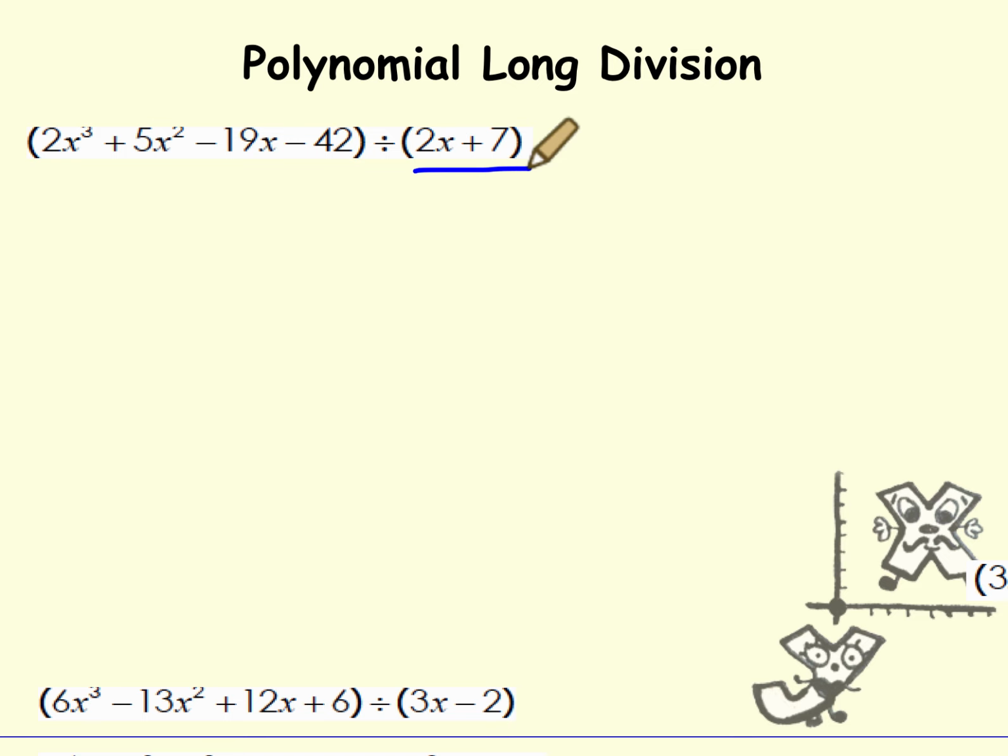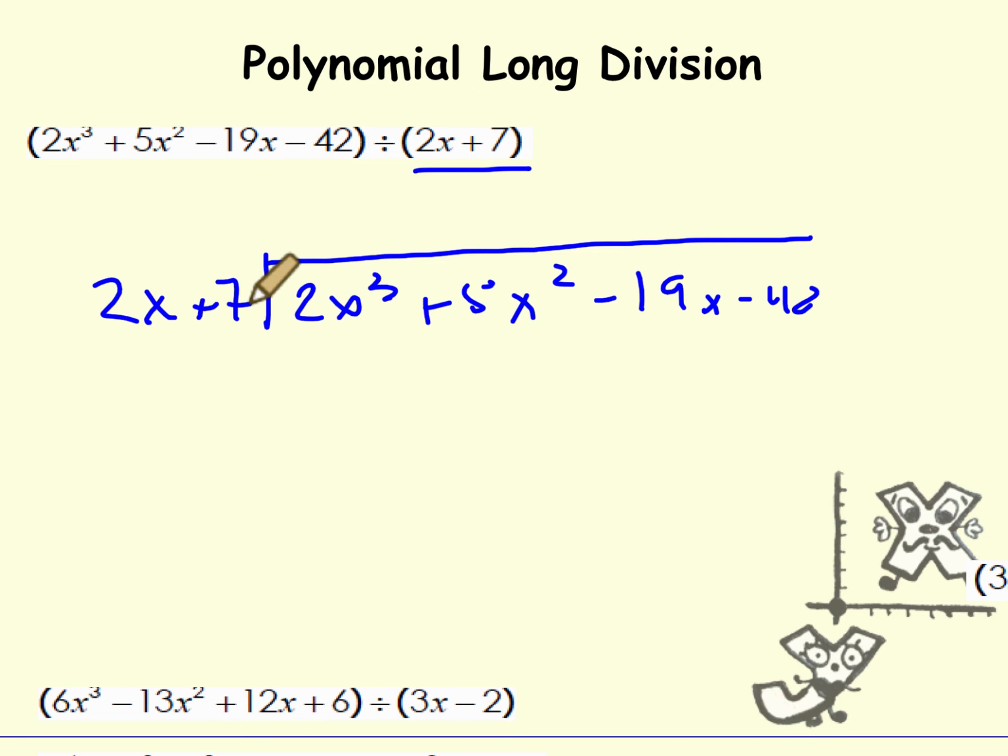Okay, now one of the things you might notice about this one is it's not just an x to the first. So let's go ahead and set it up. Okay, now we're ready. So first thing we want to do is take 2x and say, okay, what does it take to get to 2x cubed? Because that's my first term. So I know I've got to multiply it just by x squared. And x squared is quadratic, so I'm going to write that right here so I keep our place values. And now I'm going to distribute x squared to 2x plus 7.